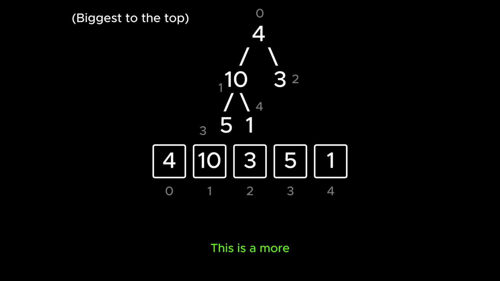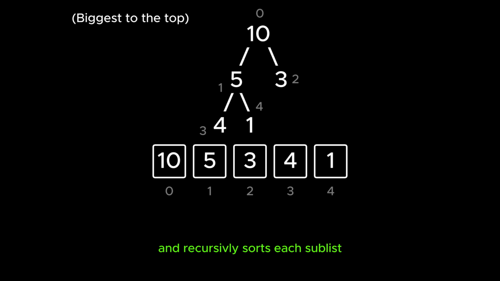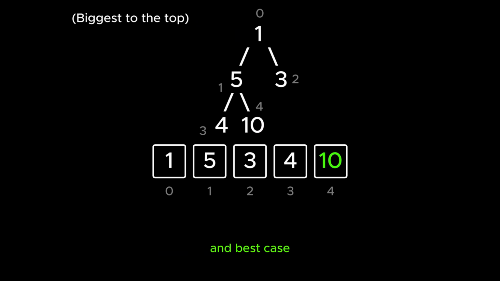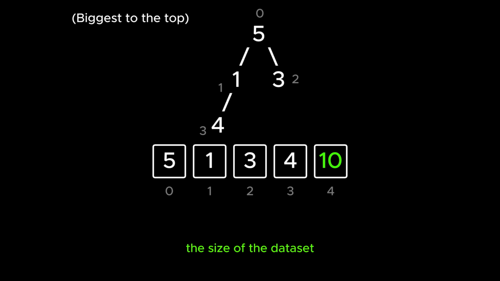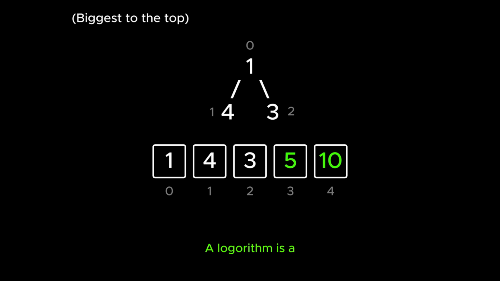Now, this is a little more complicated than the last. Merge sort is a highly efficient divide and conquer sorting algorithm. It divides a list into smaller sublists and recursively sorts each sublist. It then merges them back together in sorted order. The worst case and best case time complexity of merge sort is big O of n log n, meaning that as the size of the dataset grows, the time taken increases in proportion to the size of the list multiplied by the logarithm of that size. A logarithm is a way of counting how many times you can divide the input in half, or any other base, before you get down to a single item.